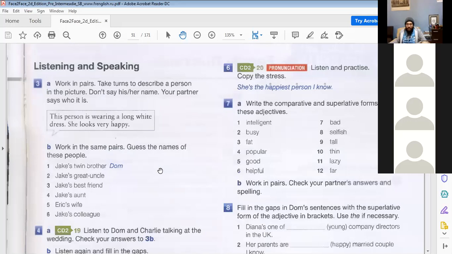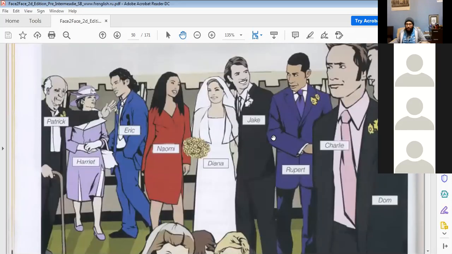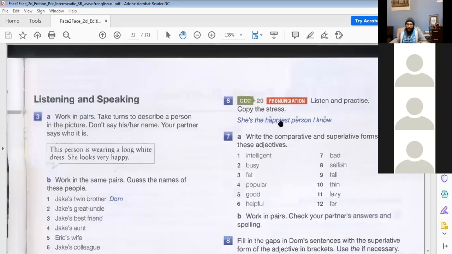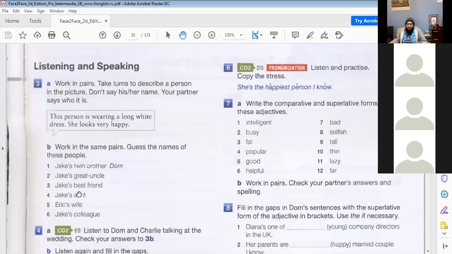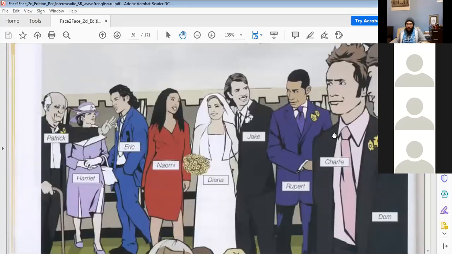Jake's great uncle. Who's Jake's great uncle? Patrick. Yeah, I think Patrick, because he's the only old person, right? There are no other old people. So maybe Patrick is his great uncle. Okay. Yes. What about Jake's best friend?